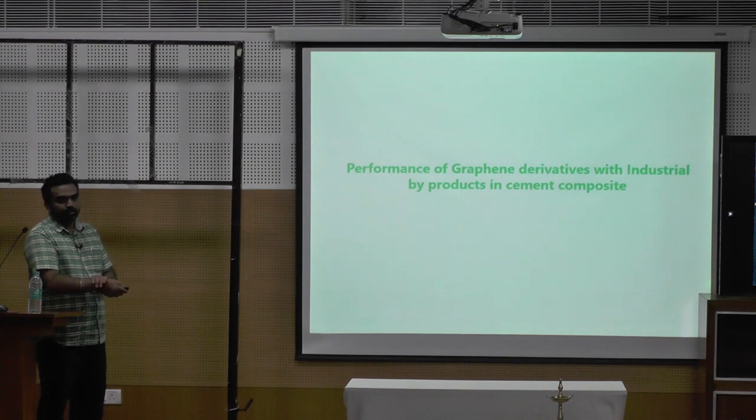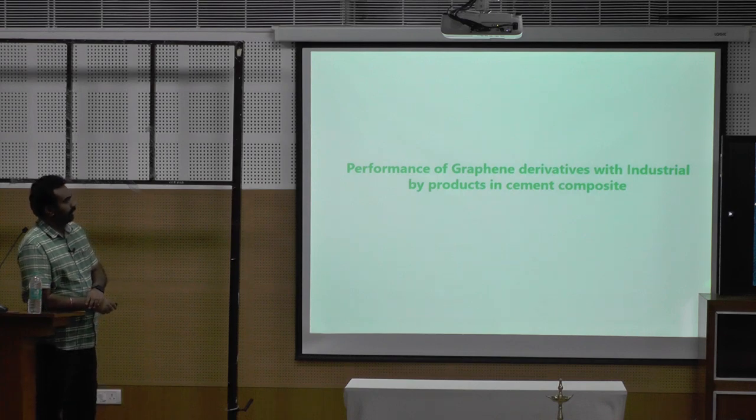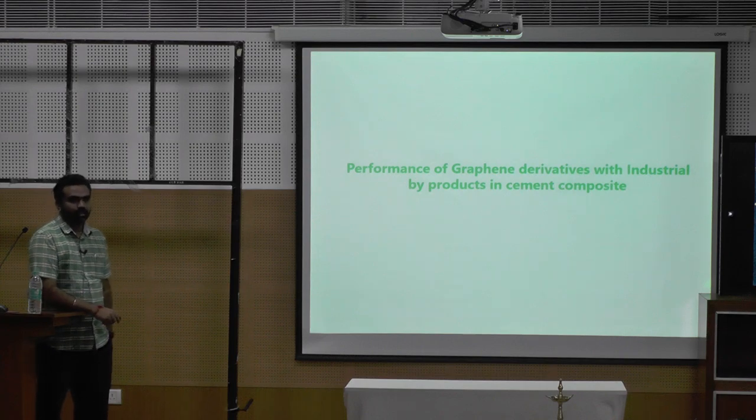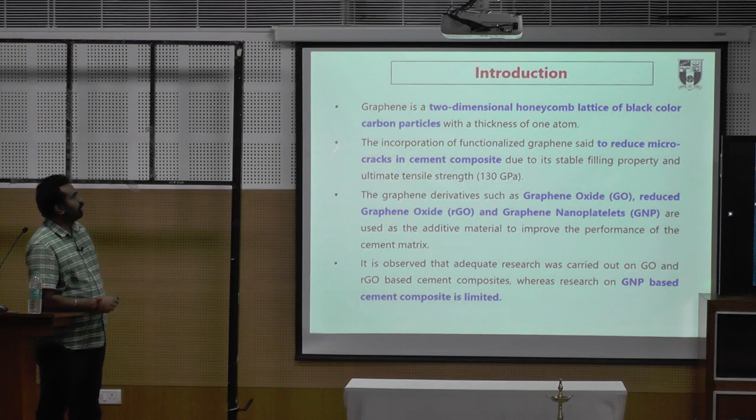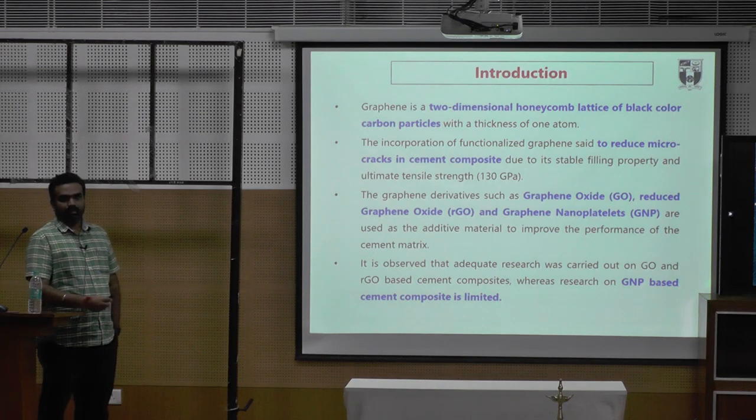Carborundum, I think, is a company which produces graphene. So we have a tie-up with both the companies to enhance the property by using graphene. From graphite, graphene is a two-dimensional honeycomb lattice of black colored carbon particles with the thickness of one atom. The introduction of this material into concrete is to reduce the micro level cracks.